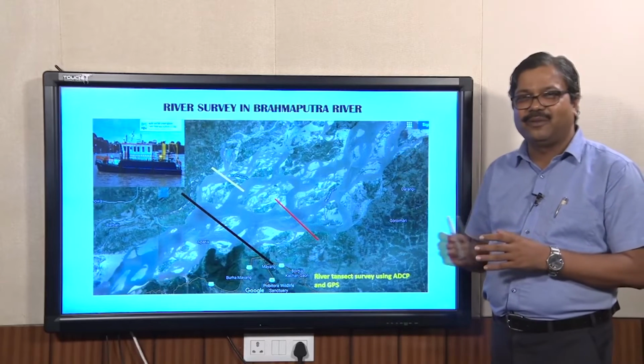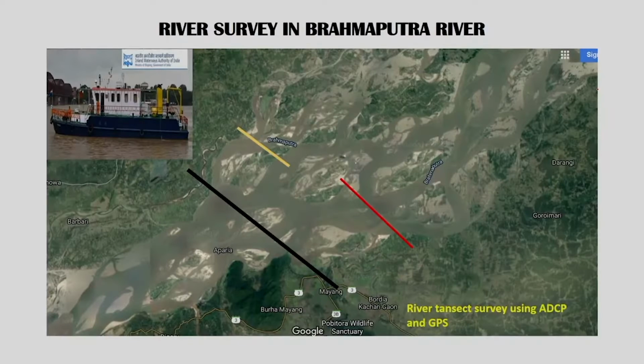Again I am coming back to the river. Okay, so the Brahmaputra river, which I just introduced to you. We are fortunate to have collaborations with organizations like the Inland Waterways Authority of India to do extensive river surveys of these big river systems, 10 km wide.